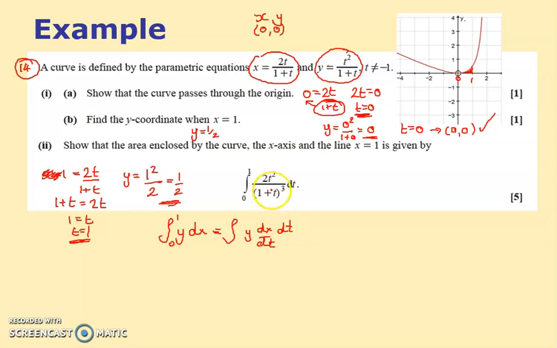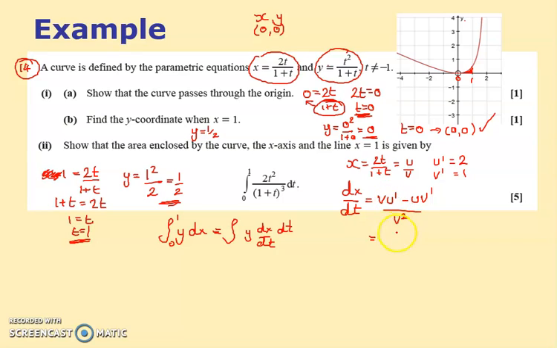So let's find dx by dt. It's what we've been doing all along. Now I've got a little bit of a problem here, in as much as x is 2t over 1 plus t. This is basically u over v, so I've got to use the quotient rule. So u dash is equal to 2, and v dash equals 1. You may recall that the quotient rule says it is v u dash minus u v dash, over v squared.